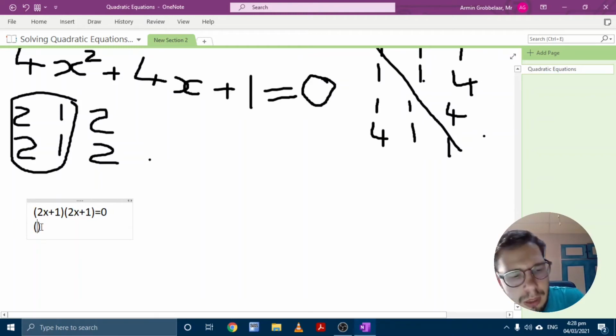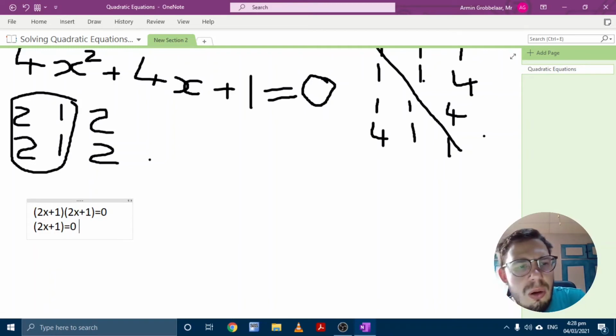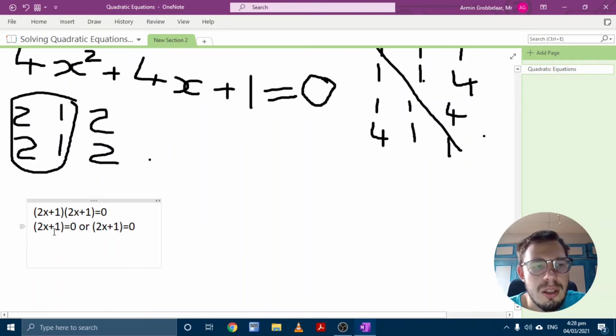So now what I'm going to do is set each term equal to 0. So I'm going to say 2x plus 1 is equal to 0, or 2x plus 1 is equal to 0. Now you can see it's the same number, so I can only do it once, or I can do it twice. It's just easier when you're pressed for time to do one, because the two x's are going to be equal.